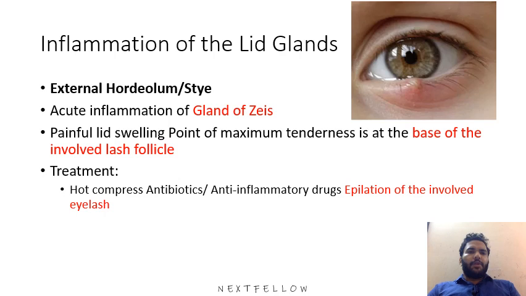External hordeolum, or stye, is an acute inflammation of the glands of Zeiss, with painful lid swelling. The point of maximum tenderness at the base of the involved eyelash will be seen. So basically, stye is an inflammation of the Zeiss gland. You can remember it as S and Z, almost similar letters. The treatment is hot compress, antibiotics, anti-inflammatory drugs, and epilation of the involved eyelash can be done.